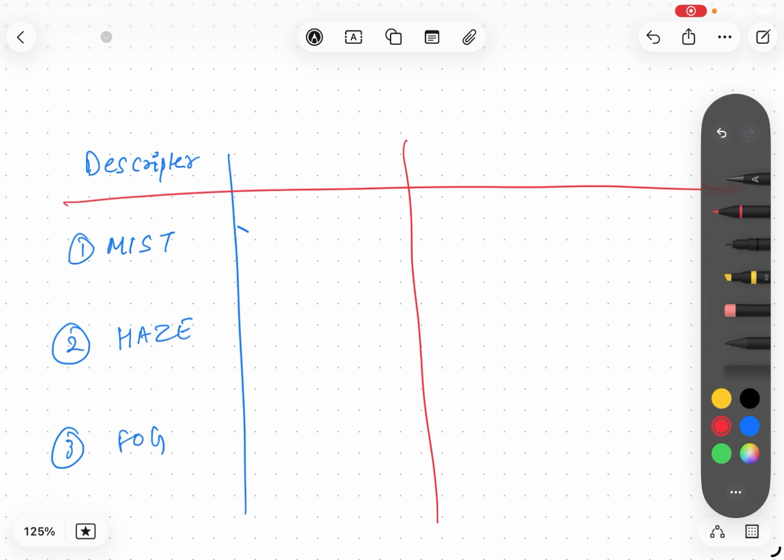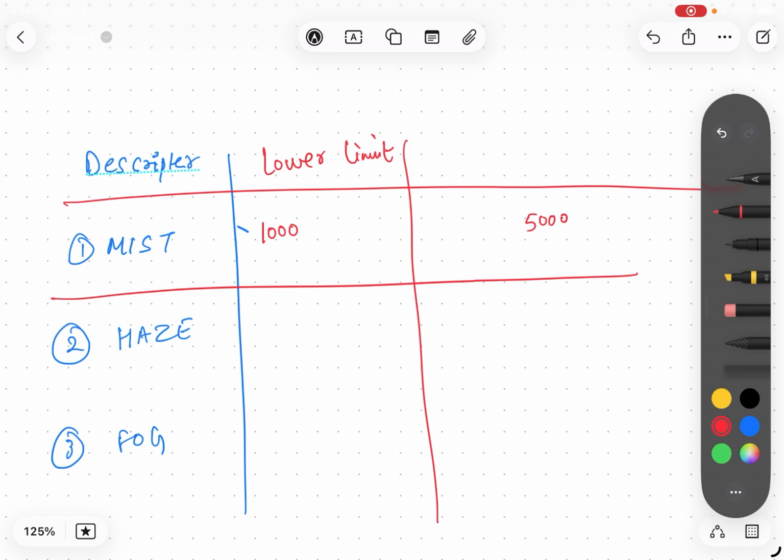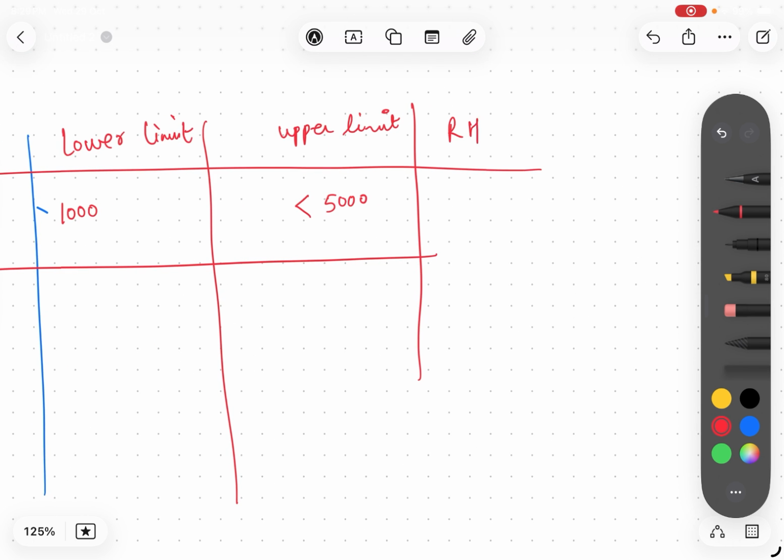So when I say lower limit, so in case of mist, the lower limit is 1000, or upper limit is 5000. तो 5000 से 1000 के बीच में if there is this reported, it will be mist, right? So less than 5000 and more than 1000 is mist, and in this case the relative humidity is 95%.